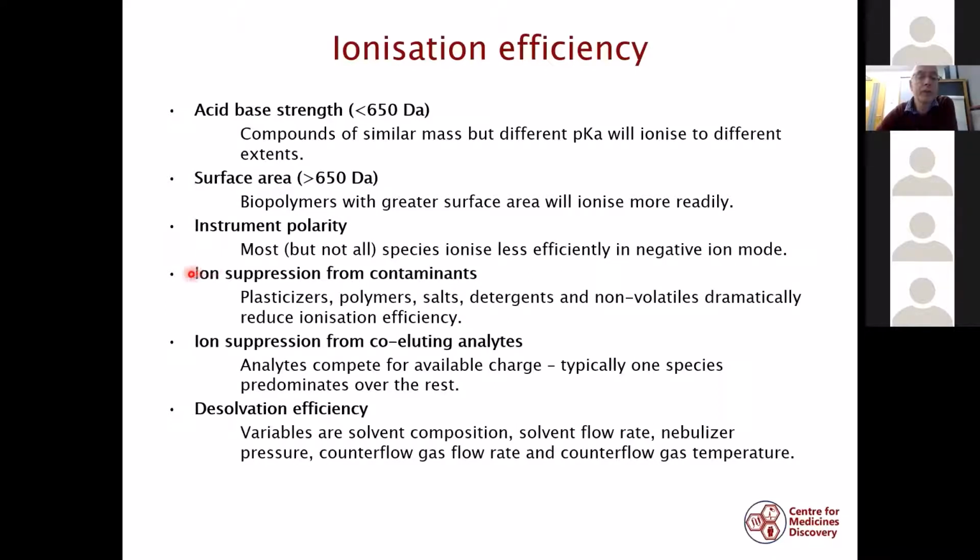We are also going to experience, or could experience, ion suppression from contaminants. So various ion suppressing agents would be plasticizers within a solvent, polymers, salts, detergents, and also non-volatiles. All of these things can quite dramatically reduce the ionization efficiency to the point where there's nothing to measure.